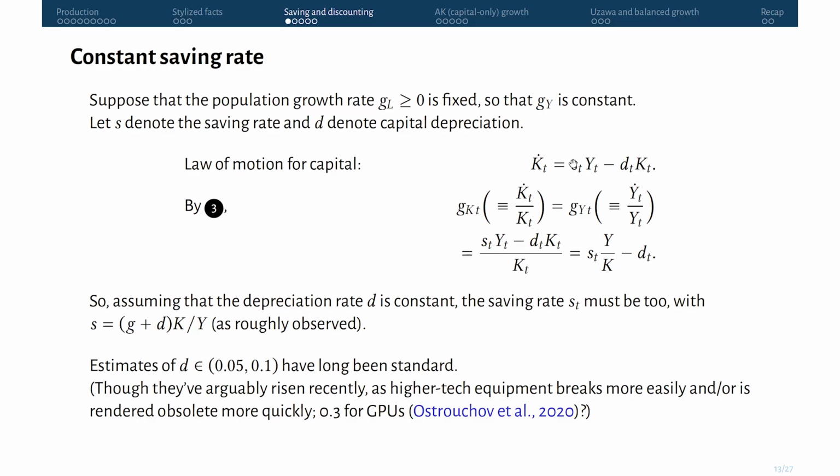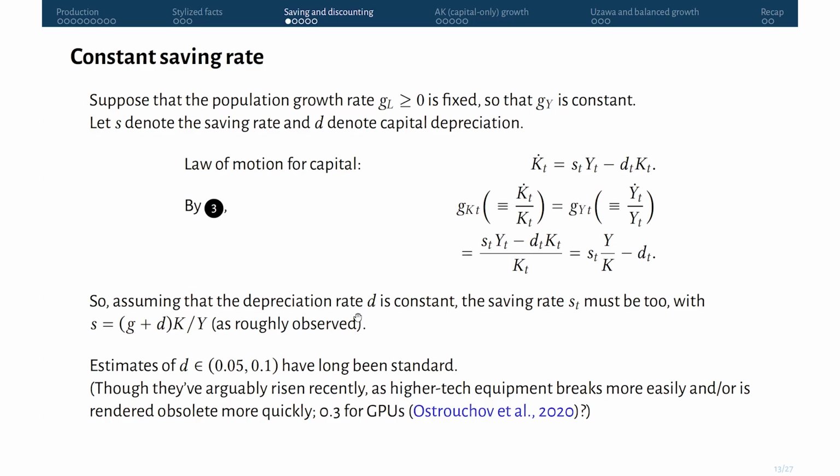Now, taking this first line here and dividing through by k, we get that the growth rate of k, which is the same as the growth rate of y, equals this, which will equal that. And what this means is that if the depreciation rate is constant, then the savings rate must also be constant. And in fact, we can say what it'll be as well.